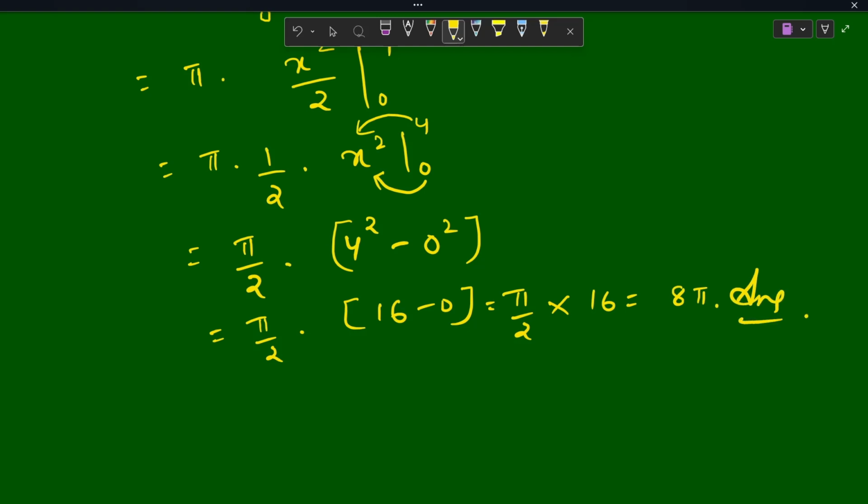Similarly, we can do another question in which we will find the volume of the solid generated by revolving the region between x equal to f of y and the y-axis. There also the same formula will arise. All you have to do is find the r value. So I'm writing the theory.